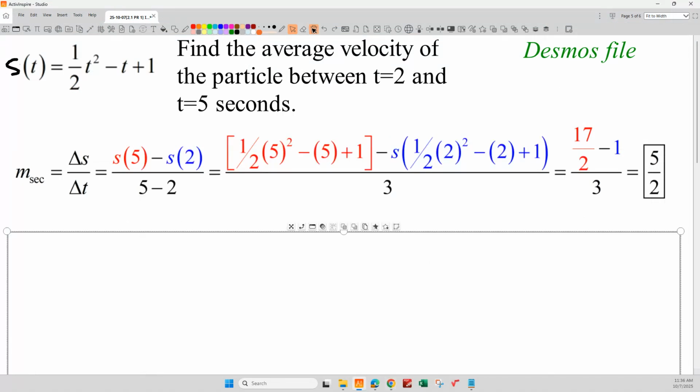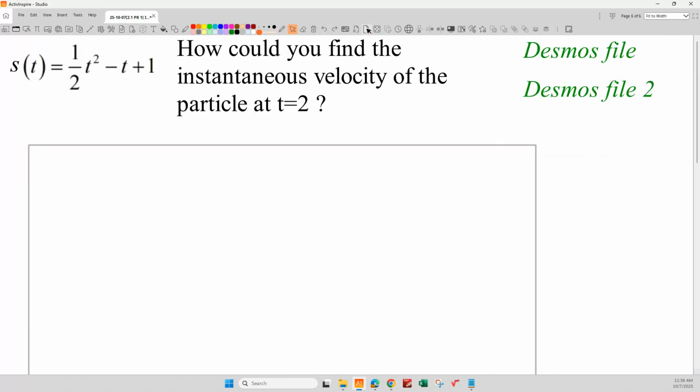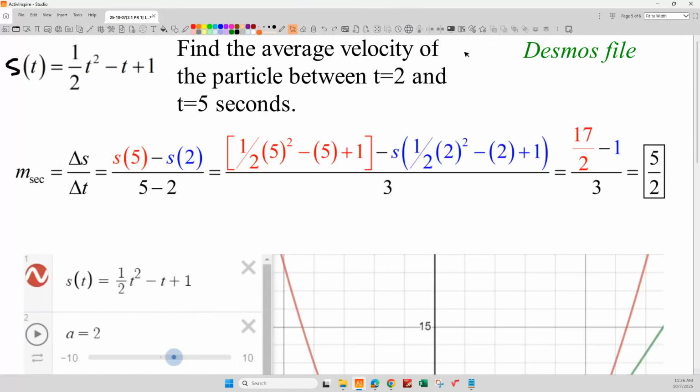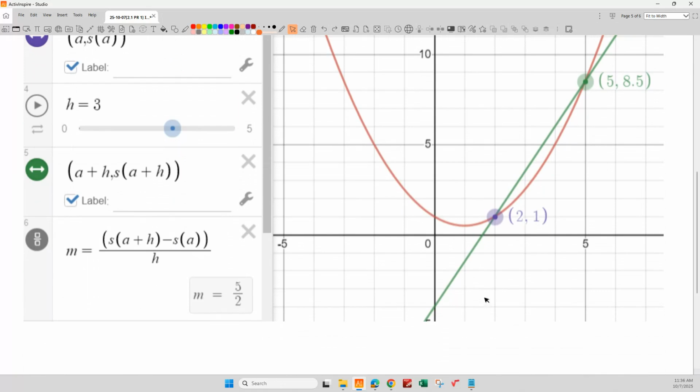So for your notes, I've just got a picture of that. Okay, well, how could I find the instantaneous velocity of that particle at t equals 2? Yeah, I mean, if we go back to that picture again, if we look at t equals 2, how could I describe how fast the particle is moving at that point if the red function is the position function?